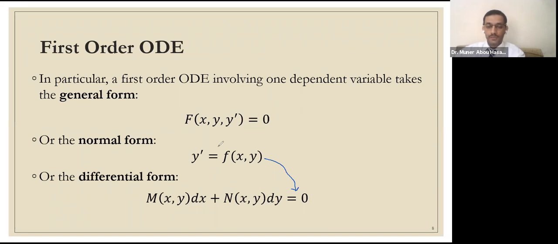What do you think? If I have this form and I need to go to this, what should I do? Don't forget that y prime is what? Y prime is dy by dx, you are right.